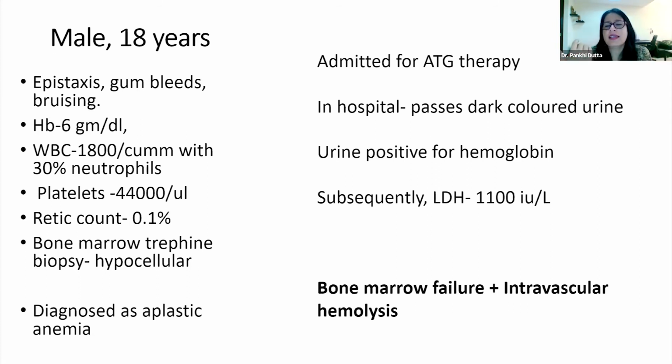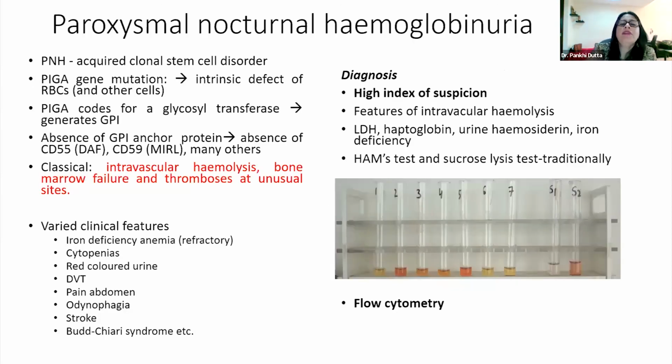In the hospital, suddenly he said that he had passed dark colored urine. The urine was tested, and it was positive for hemoglobin. Subsequently, his LDH also rose to more than 1,000. So here we have a young male who showed features of bone marrow failure, aplastic anemia, and also had intravascular hemolysis. This prompted us to investigate him further, and we made a diagnosis of what is known as paroxysmal nocturnal hemoglobinuria. Paroxysmal nocturnal hemoglobinuria is a very peculiar disorder.